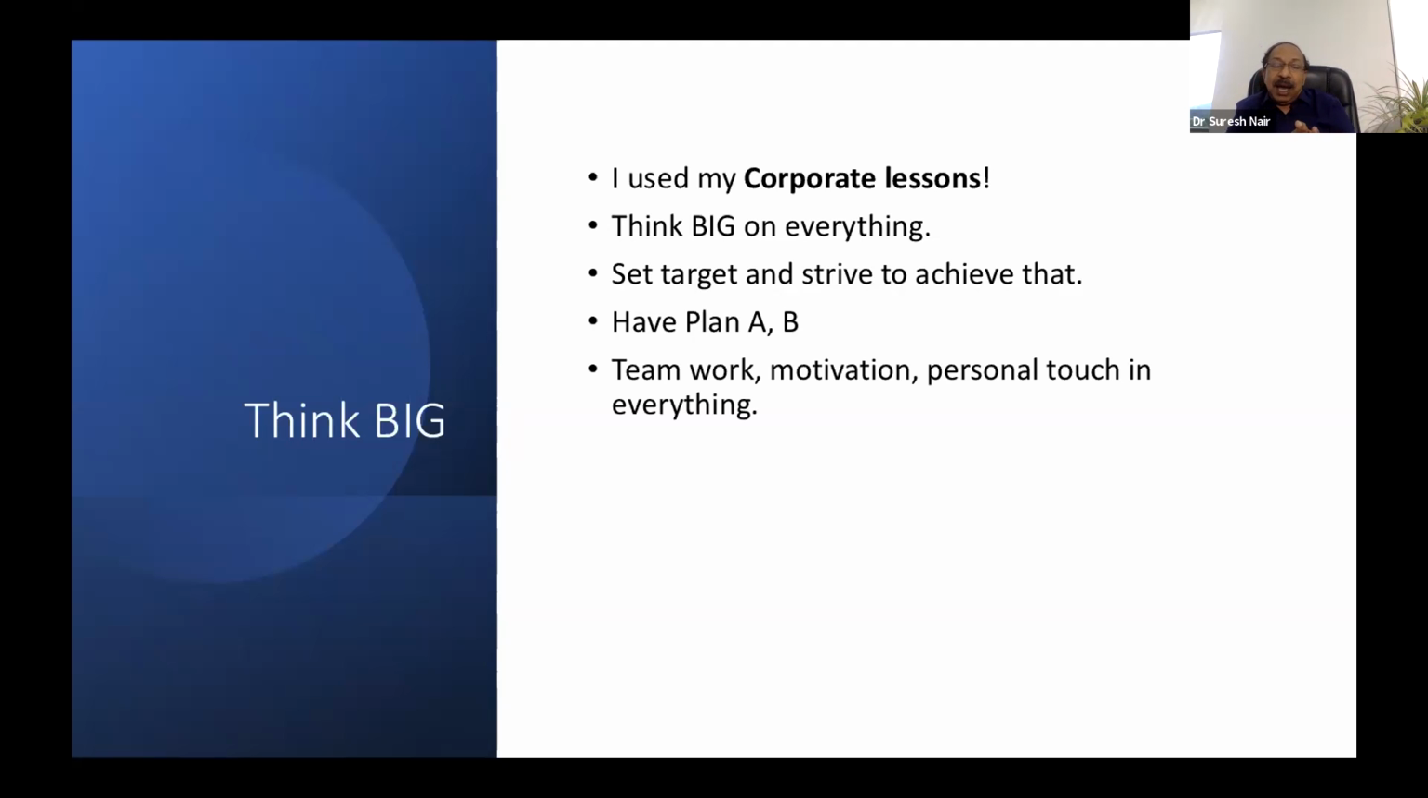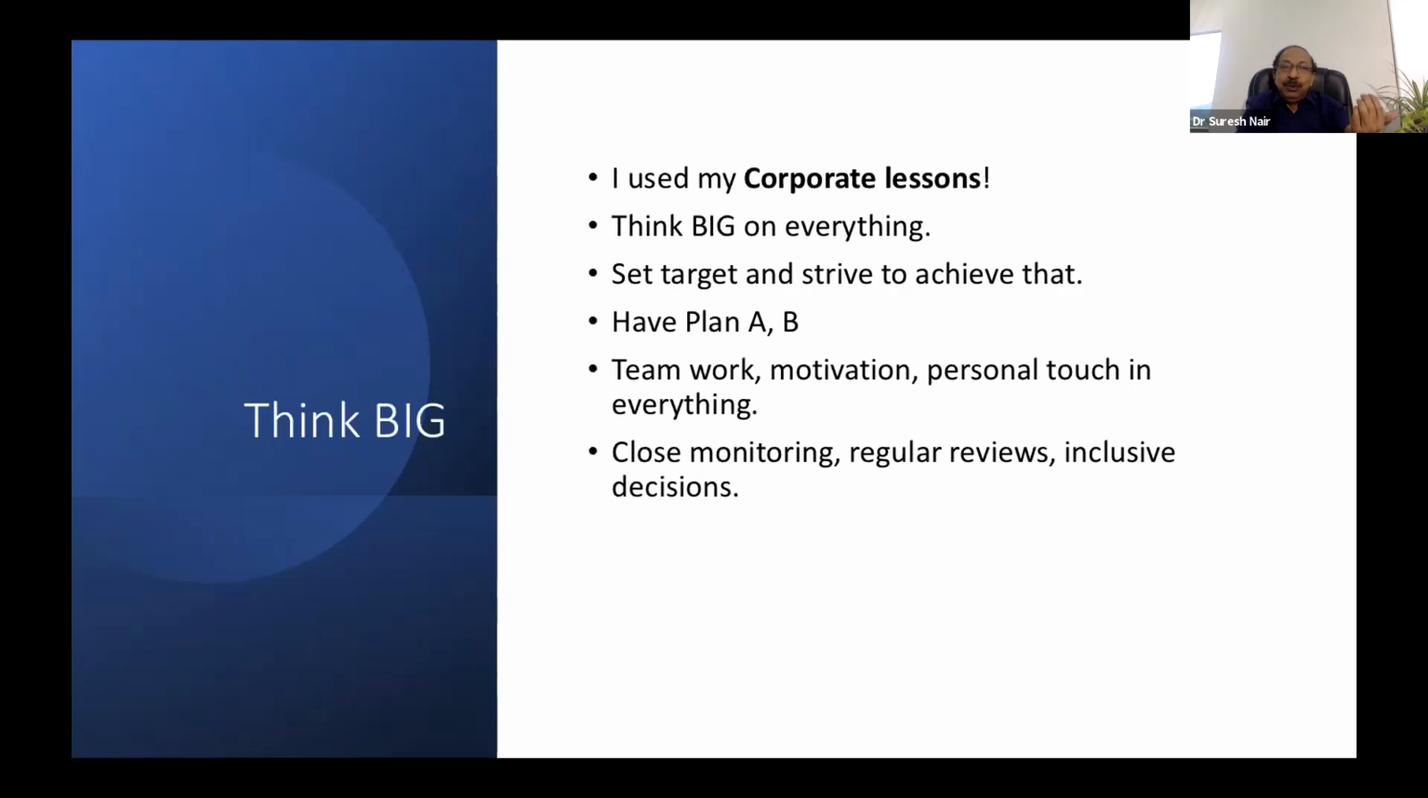Very important is teamwork. As an individual, nobody will be able to do anything, so you have to have teamwork. Motivation is all we can give. Give a personal touch in everything as an organization. Close monitoring is very, very important. You cannot tell somebody to do something and just leave it. You have to closely monitor, help them, and not criticize them. Motivation can be given, and criticism can be in other ways. Then regular reviews and inclusive decisions are very important. It's not that you alone take a decision. You may have some idea, but listen to others. They have better ideas in most cases. So you do it that way.